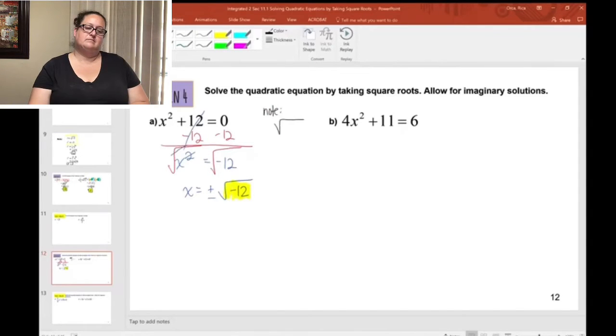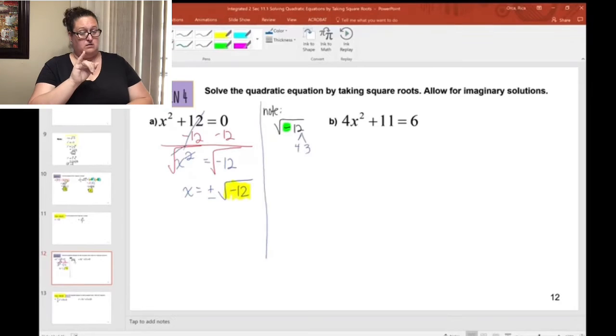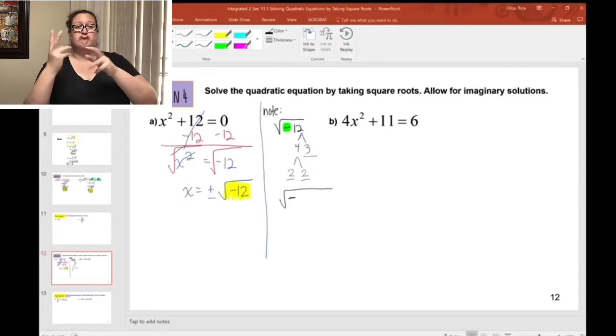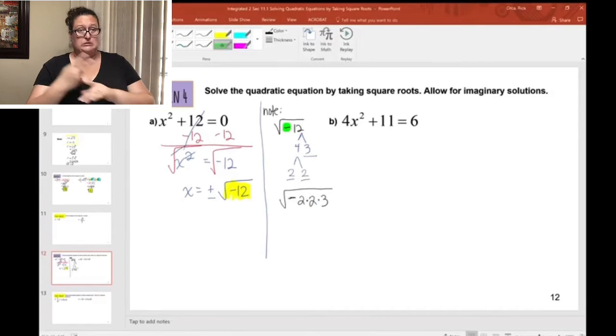I have the -12. I know that the negative will turn into i, and the factors of 12 are 4 and 3. 3 is prime. Factors of 4 are 2 and 2, and the 2's are prime. So now let's put everything under the radical. We have the negative times 2 times 2 times 3. Once again, that negative, we need to pull that out. That's going to turn into i.